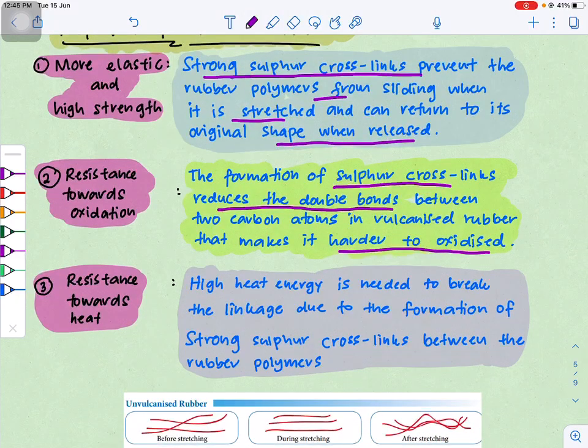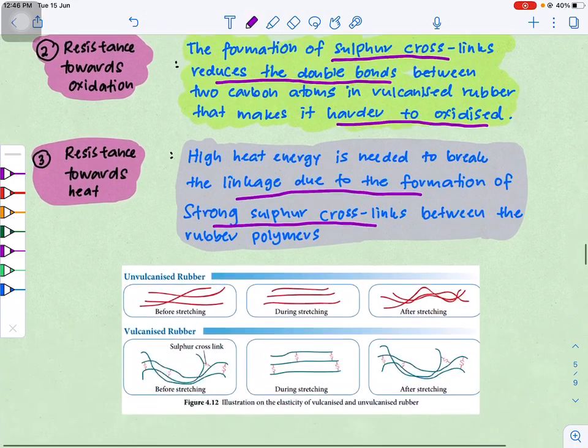Resistant toward heat. High heat energy is needed to break the linkage due to the formation of strong sulfur crosslink. So, sulfur crosslink is strong bond. So, because dia strong, kalau kita pakai natural rubber, kita sikit je heat, dia terus melt, dia terus jadi sticky. But for the vulcanized rubber, because of the presence of sulfur crosslink tadi, sulfur tu is quite strong. So, we need more heat energy. So, bila more heat energy, high temperature lah yang boleh jadikan dia melt. Okay. So, tayar takkan melt lah walaupun cuaca panas di luar sana, kalau dibuat daripada vulcanized rubber.